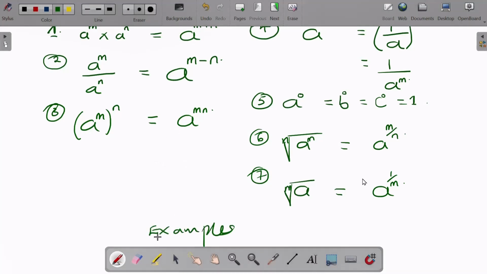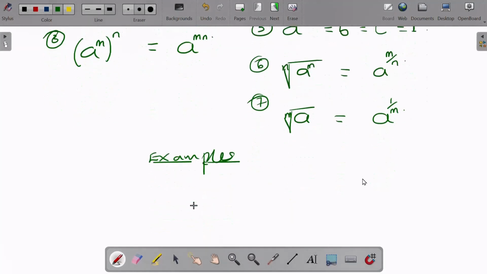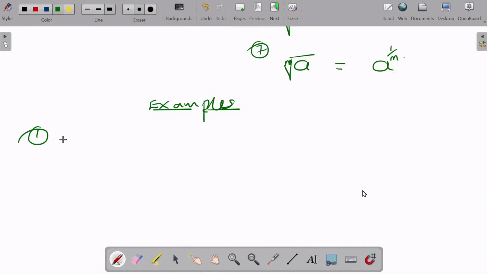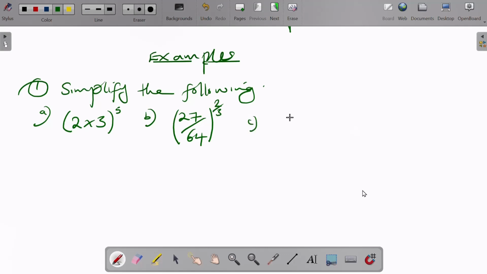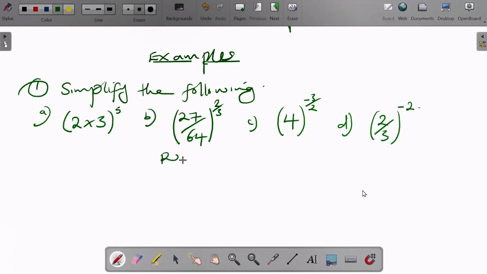We can have examples which require working out. Example 1: we have to simplify the following. Part A, we have 2 multiplied by 3, and the whole of it to the power 5. Part B, 27 divided by 64, the whole of it raised to the power 2 out of 3. Part C, which is 4 raised to the power negative 3 out of 2. Then D, the last one, 2 out of 3, the whole of it raised to the power negative 2.